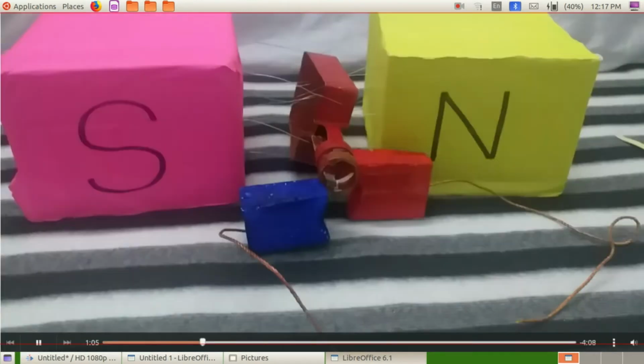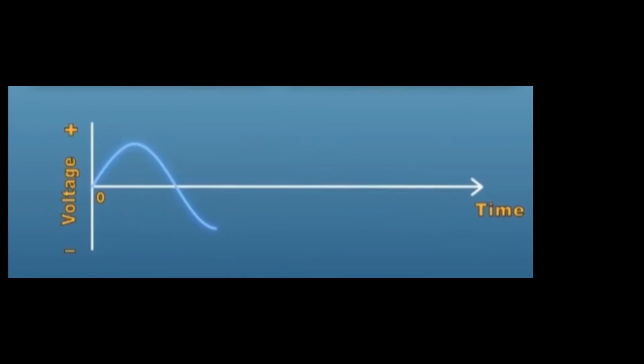Now again the armature rotates and it comes to the original position. Now the armature completes 360 degree rotation. Now again the current decreases to 0. EMF decreases from maximum to 0.